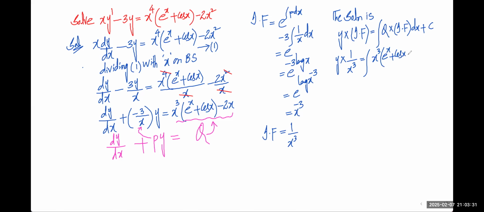y by x cube is equal to the integral of x cube times all these terms, that is, x cube e power x plus cos x, divided by x cube.